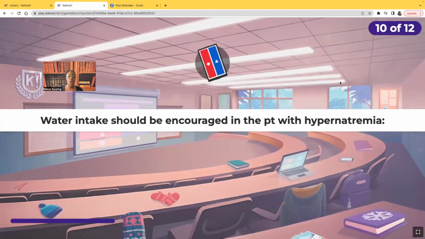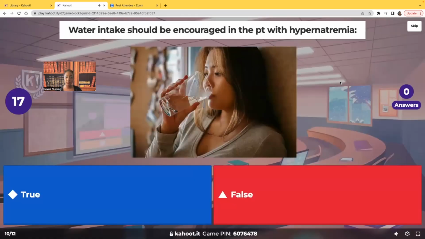True or false? Water intake should be encouraged in the patient with hypernatremia. Is that true or false?